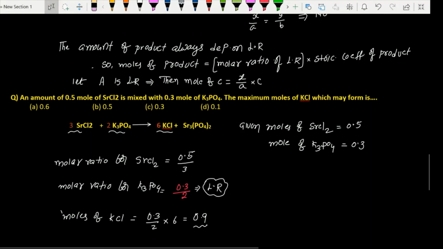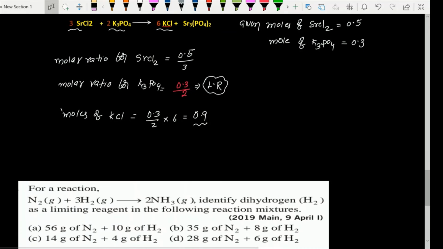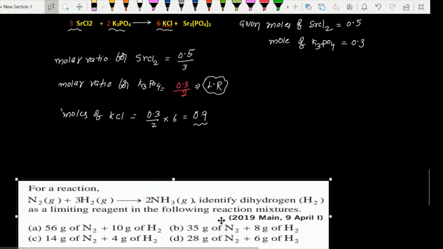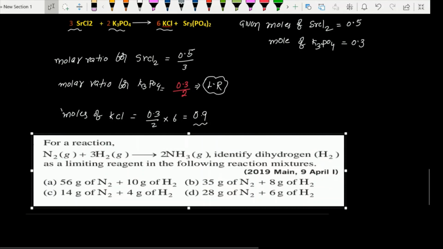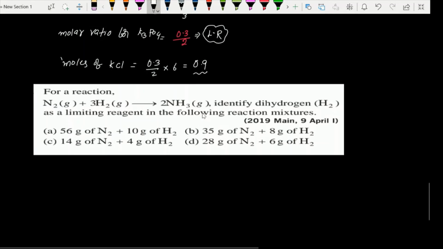Now there is another question we are going to discuss, which is a recent 2019 JEE Mains question. Here the reaction is given: N2 and H2 react to produce ammonia. They are asking to identify the limiting reagent. The options are all given as masses, but as we said already, it is better to convert everything into moles. Now let us take option by option.